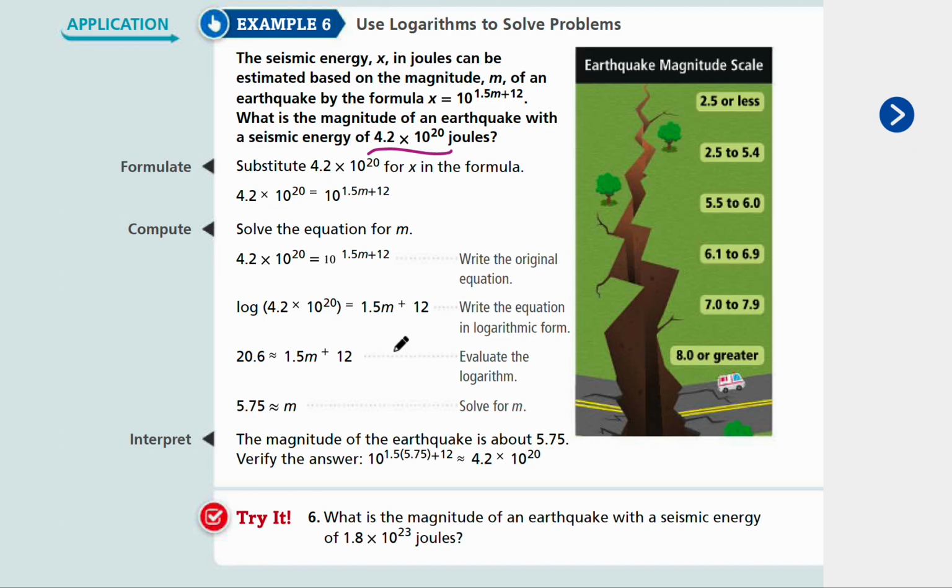Try number 6. What's the magnitude of an earthquake with a seismic energy of 1.8 times 10 to the power of 23 joules? So it's the same thing. See if you can solve it first. Pause the video and come back when you're ready for answers.